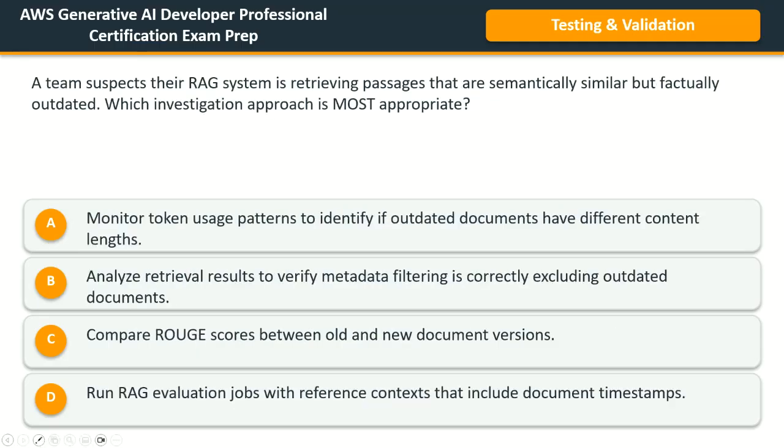Team suspects their RAG system is retrieving passages that are semantically similar but factually out of date. Which investigation approach is most appropriate?